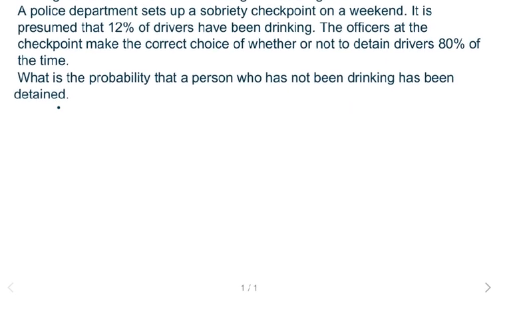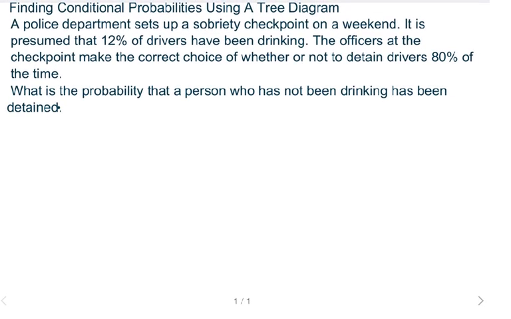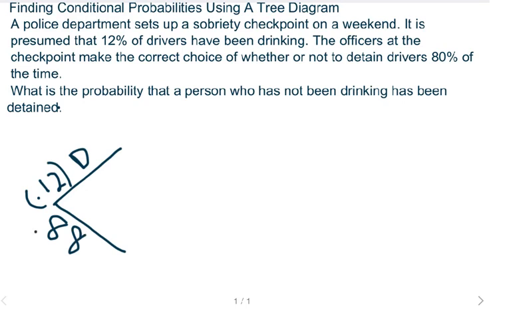First, let's set up our branches for drinking and not drinking. We know that 12% of drivers have likely been drinking, and we'll write that as a decimal. 88% of drivers have likely not been drinking, so we'll call that ND.